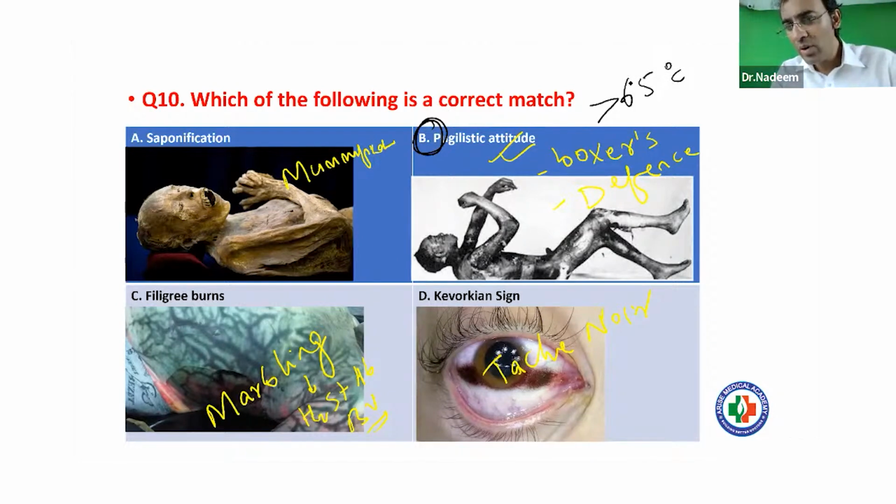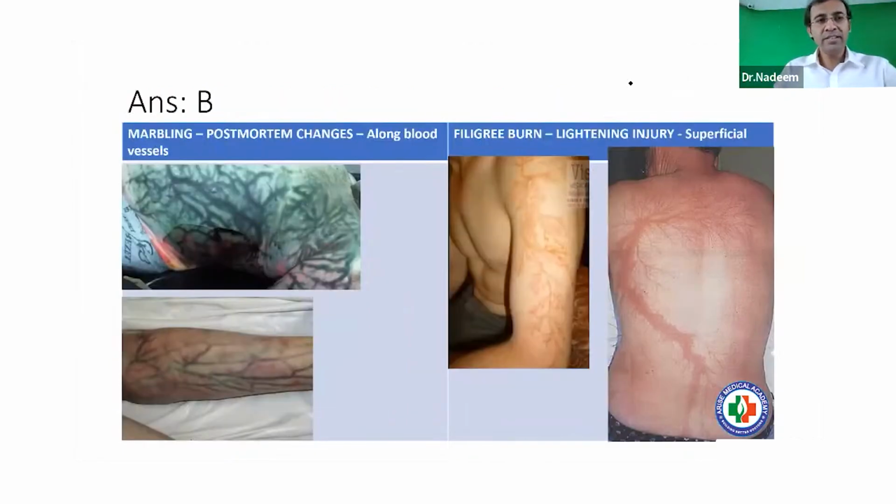Dr. Venu Gopal, you are saying adipose here also looks the same. Adipose will be different. Wait here. See here, this is called marbling. How to differentiate from filigree burn? See, marbling will be around blood vessels.